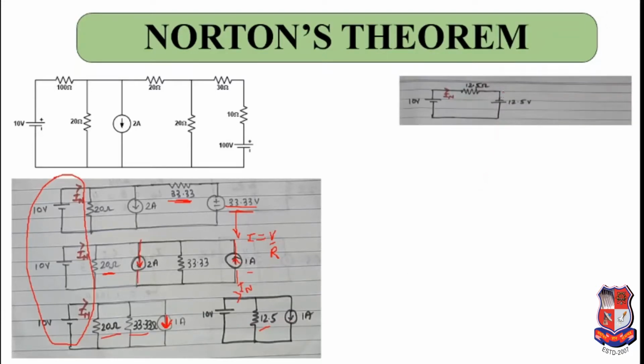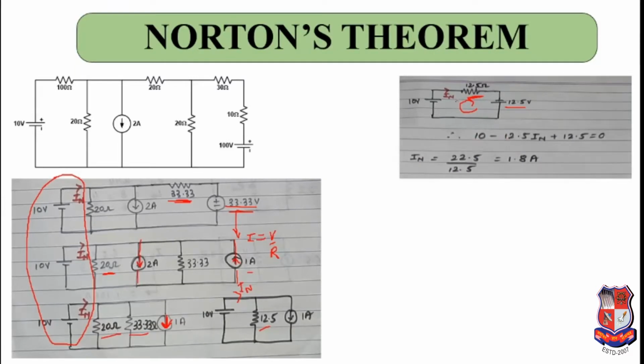So this will come out to be 12.5 ohm, and over here this will be 12.5 ohm in series with a voltage source. If you solve now, you will get this by simply a KVL loop. So it will be 10 minus 12.5 ohms into IN, plus 12.5 volts. That will give us IN to be 1.8 ampere. I think that now you have understood how to solve Norton's theorem.